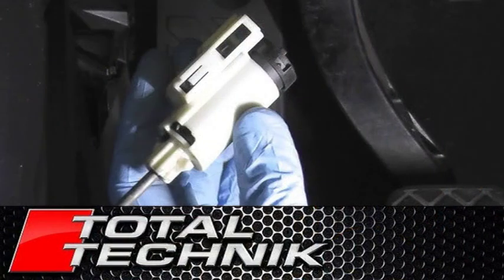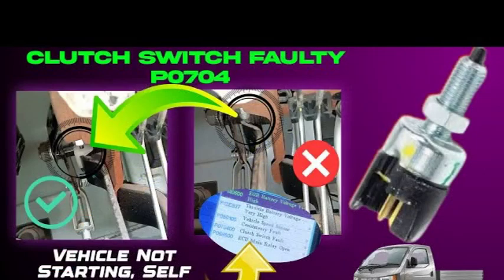Code P0830 is a relatively serious code that can cause the vehicle to shift erratically or not shift at all. If the code is not addressed, it can eventually lead to damage to the transmission. The most common repair for code P0830 is to replace the clutch pedal switch. In some cases, it may also be necessary to repair or replace the wiring to the switch.